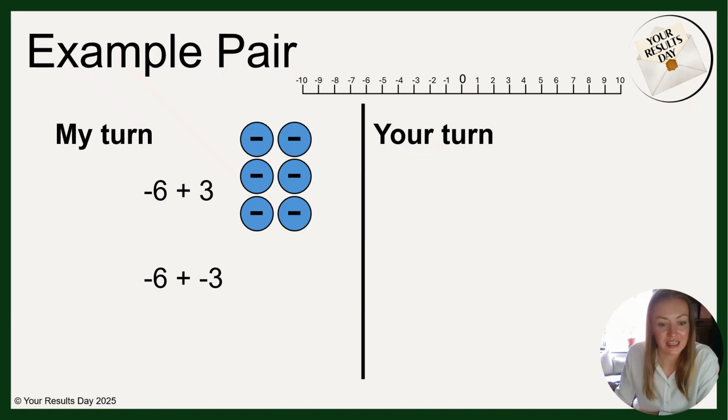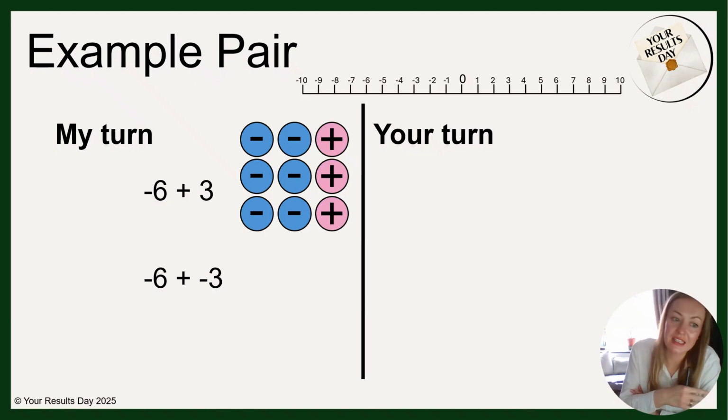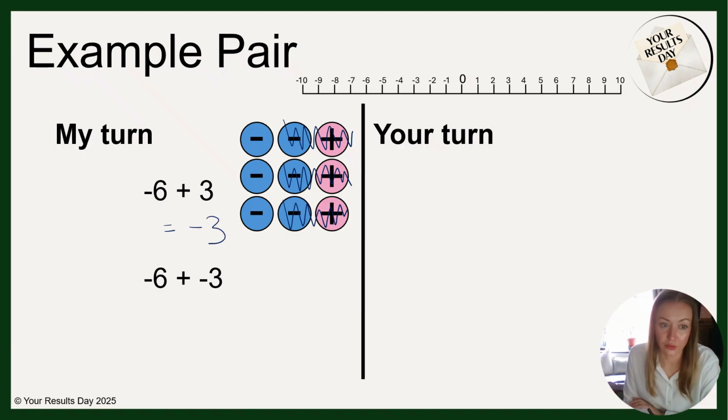So there are my 6 negatives, and I'm going to introduce 3 positives because it's -6 add +3. So we're going to look for anywhere we can cancel out, so what 0 pairs we can make. I can cancel those 2 to make 0, those 2 to make 0, and those 2 to make 0. So hopefully what you can see is we are left with -3 or 3 negatives.